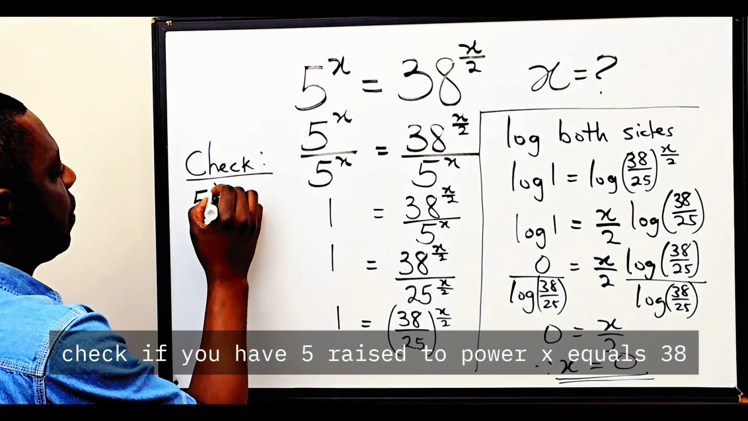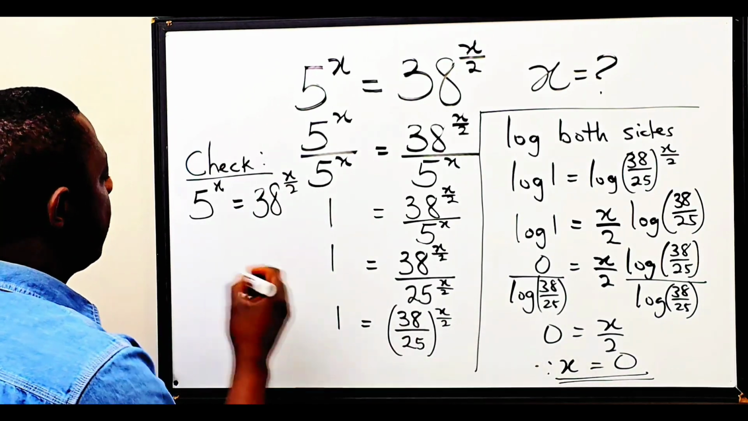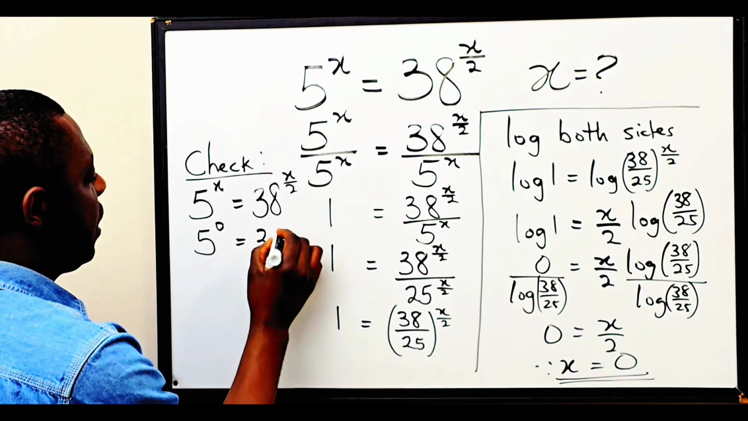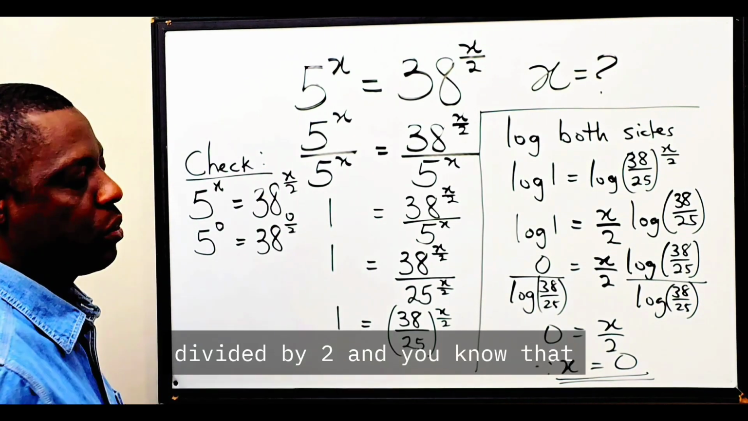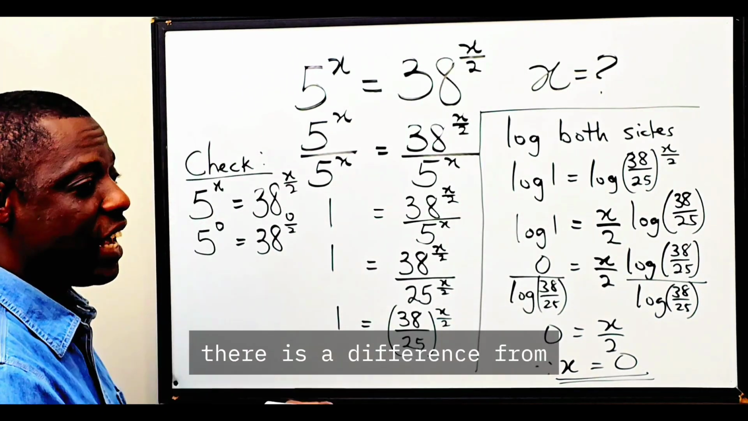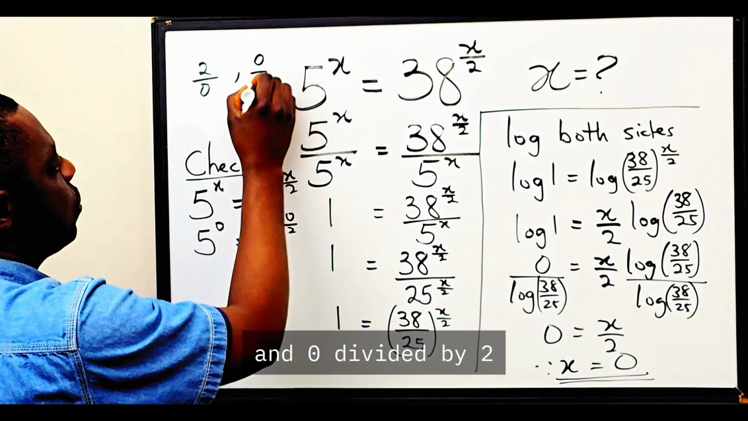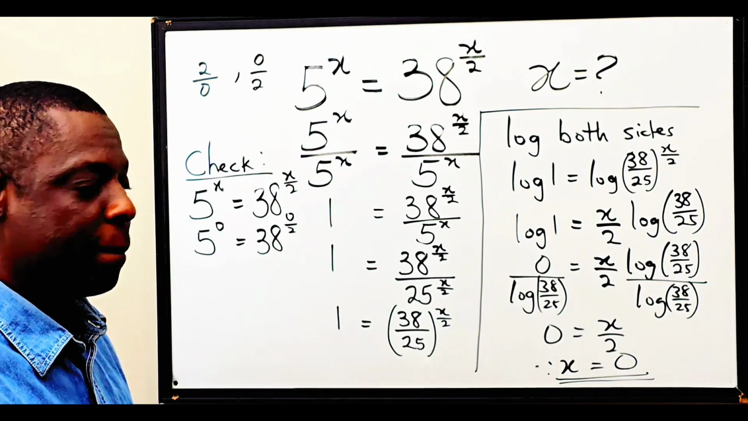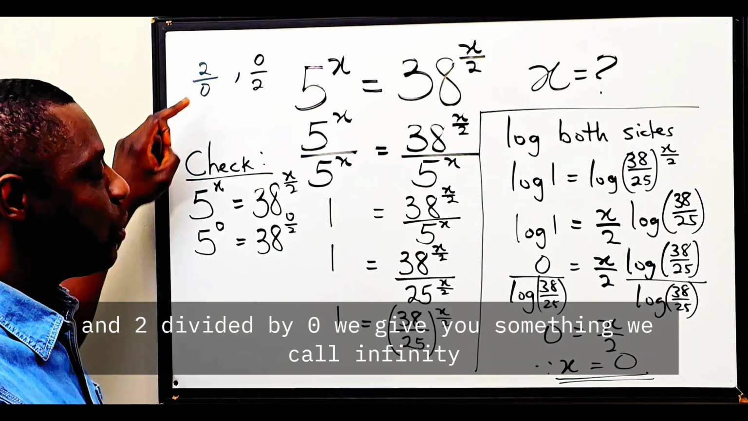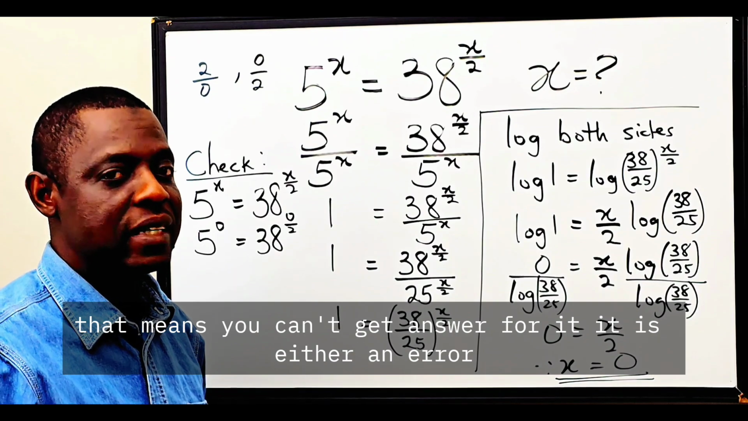Check. If you have 5 raised to power x equals 38 raised to power x over 2, x equals 0, so we have 5 raised to power 0 equals 38 raised to power 0 divided by 2. And you know, one more thing, there is a difference between 2 divided by 0 and 0 divided by 2. 0 divided by 2 will give you 0. And 2 divided by 0 will give you something we call infinity. That means you can't get an answer for it.